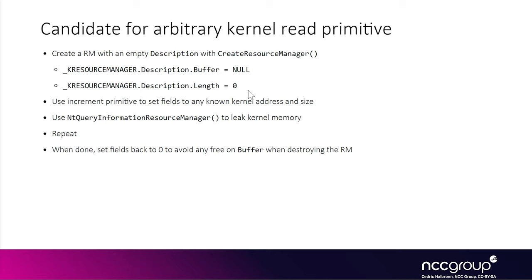The only thing we have to be careful about is to set the buffer field back to null when we are done with the exploit. This is to avoid the kernel freeing the buffer pointer when destroying the resource manager. But again, this is easy to do because we know the latest value we set it to. So we can just set it back to zero using the increment.